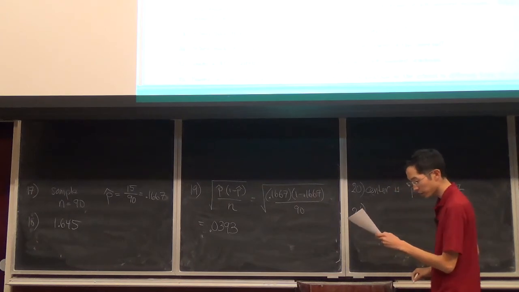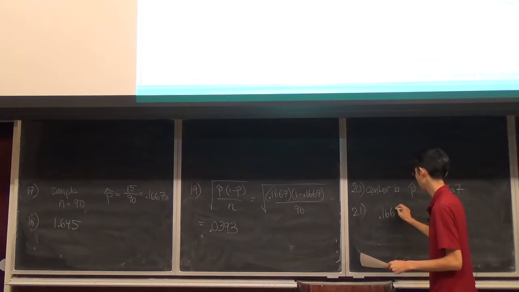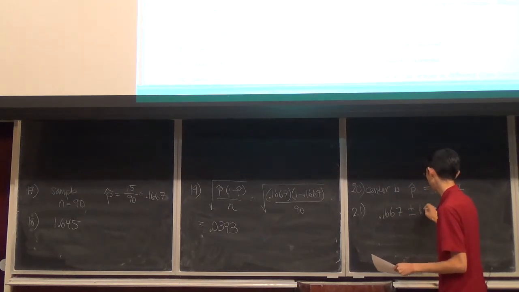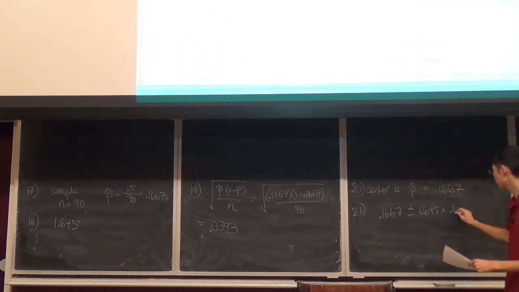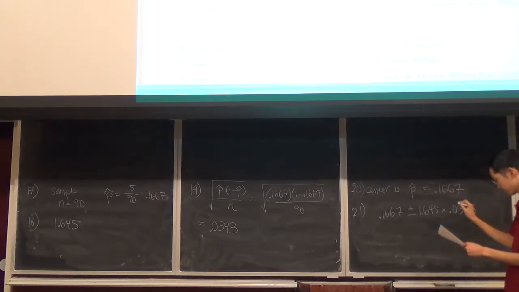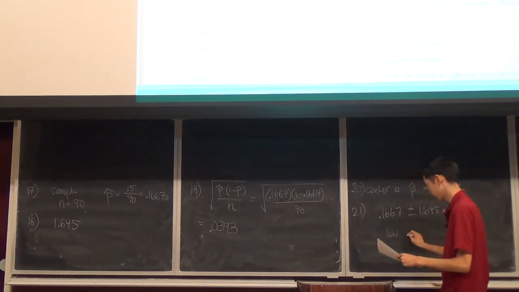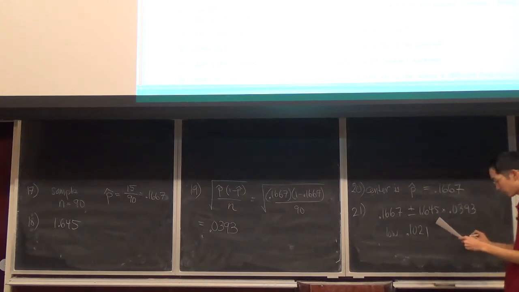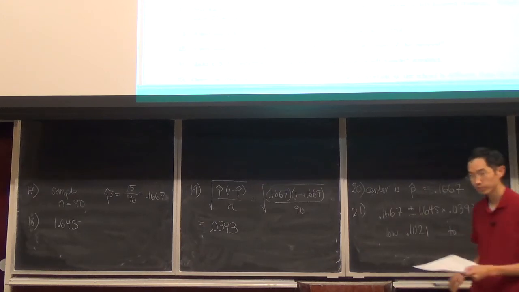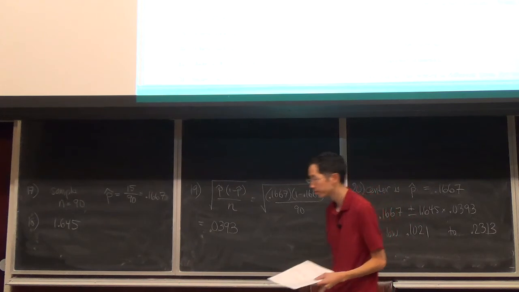Okay, we'll go ahead and make the confidence interval. So we have 0.1667 plus or minus 1.645 times our standard error, which we found to be 0.0393. So on the low end, we have 0.1021 to the high end, 0.2313. That's our confidence interval. If we do the math, that's what we get.